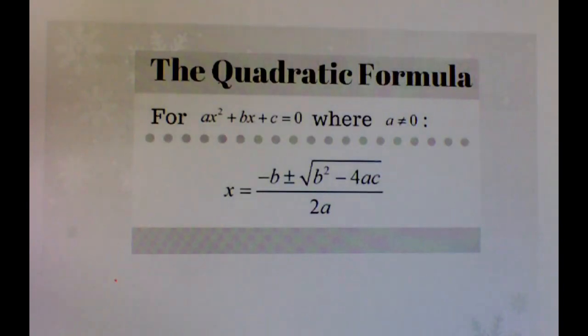The other part of today is the quadratic formula. A reminder that for the quadratic formula, we have ax squared plus bx plus c equals 0. It has to equal 0. A, b, and c are just those numbers that will be plugged into your equation. The quadratic formula says that x is equal to negative b plus or minus the square root of b squared minus 4ac, all over 2a. And yes, you do have to memorize that.